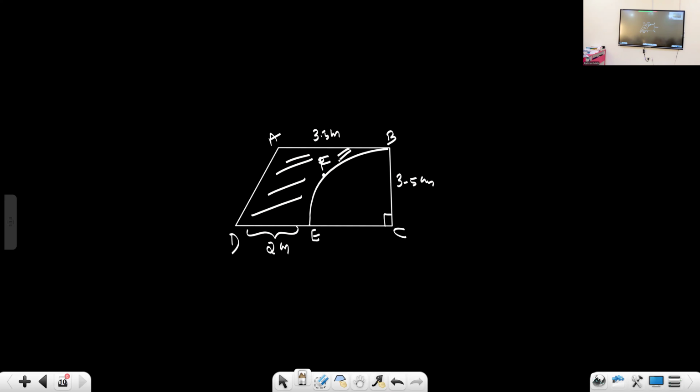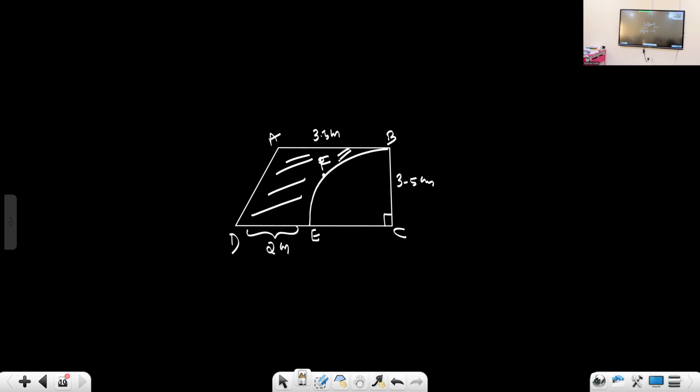Area of the remaining piece of the metal sheet. Area of the trapezium minus area of the quadrant. Am I right? Then only that shaded region will come. The shaded region is what they are actually asking. Area of the trapezium minus area of the quadrant.